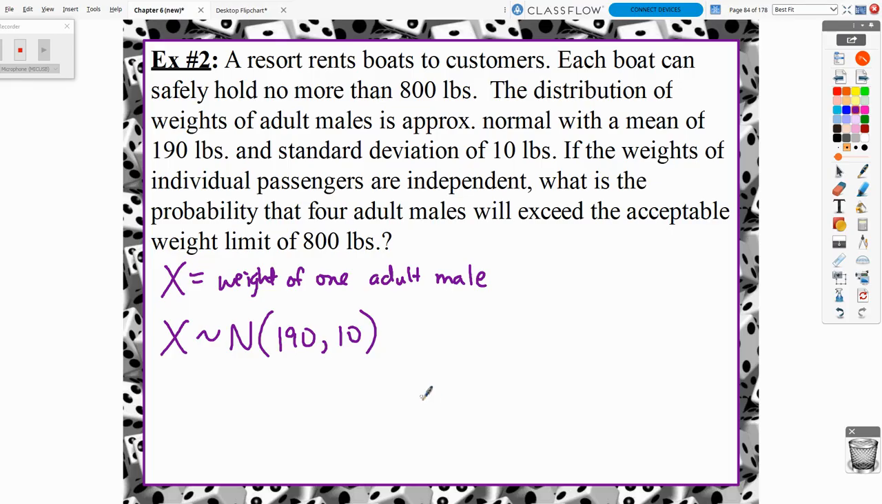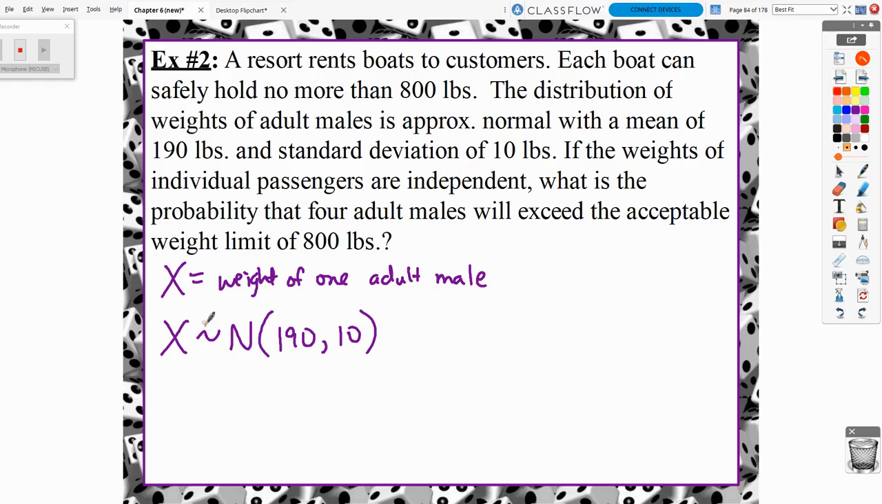So that's great if I have one adult on this boat. But I don't have one adult male on this boat. I have 4 adult males on this boat. So I need this new random variable. And so here's where it's going to get different. We're not just going to be talking about 2 combined random variables. I need a whole boat full of people. Well, that would represent 4 adult males. And so I'm not just going to have one X.